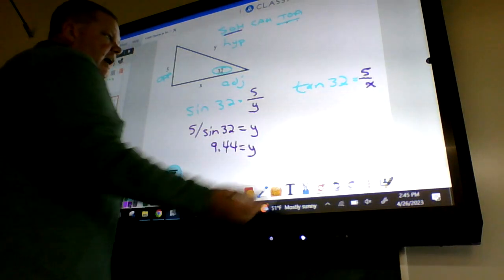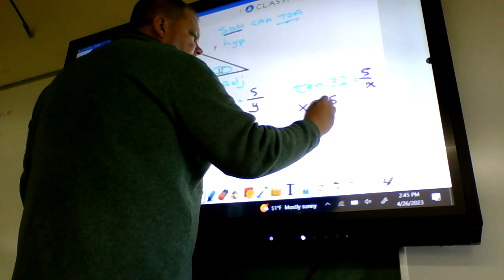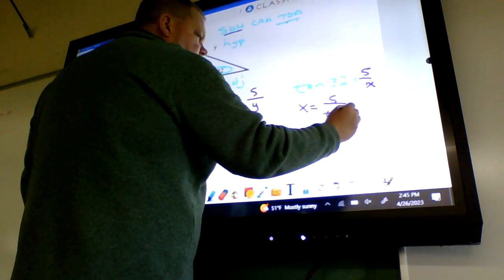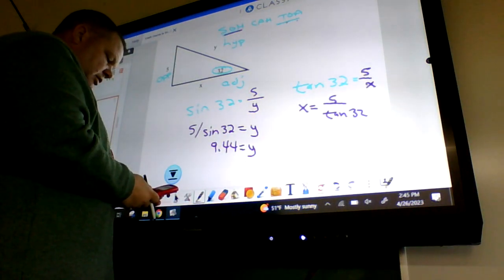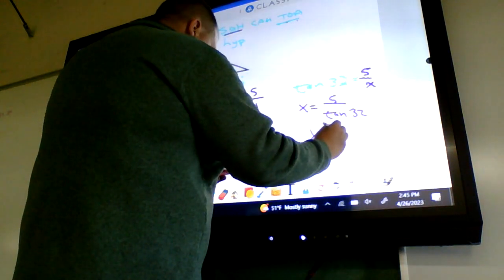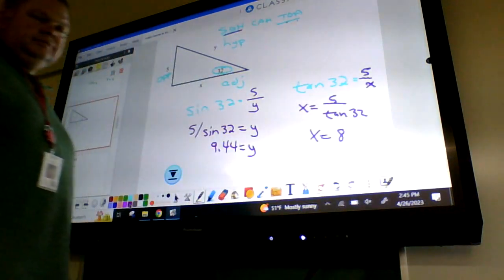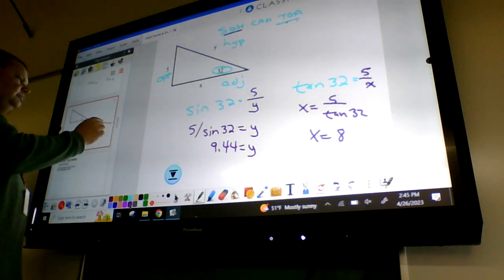Okay, on the other side, my x is on the bottom. So x is going to equal 5 divided by the tangent of 32. Again, this is going to be done primarily on the calculator, and my value for x in this case is going to come out to be 8. Okay, the calculator usage is going to be something that we probably need to double check again in the next class just to make sure that we're good to go.